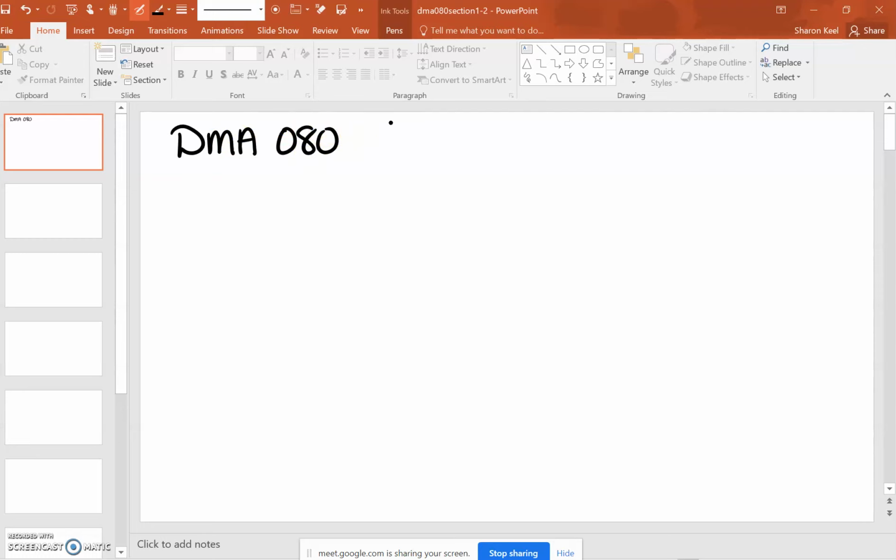Okay, we're starting with DMA80 today. We're going to be looking at sections 1 and 2. And in DMA80, what we're working with will be radicals.